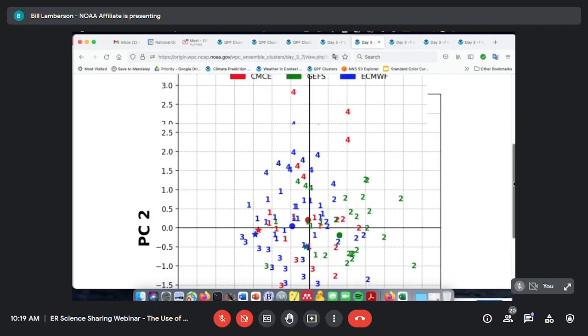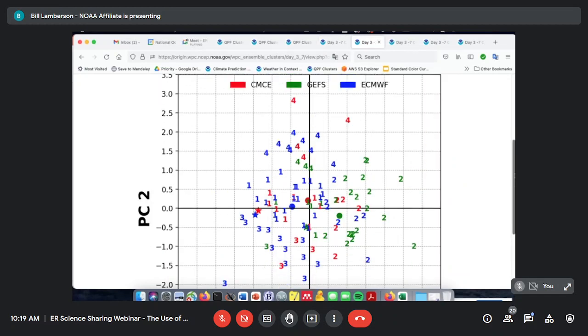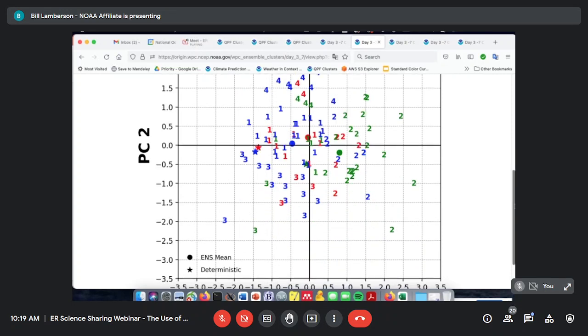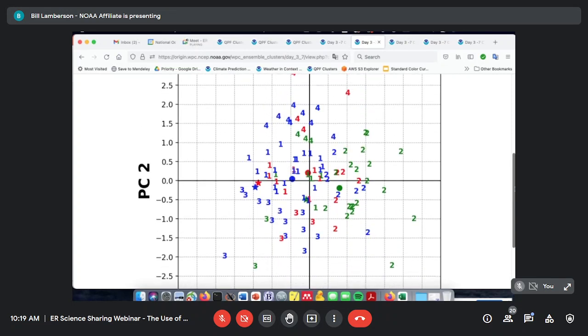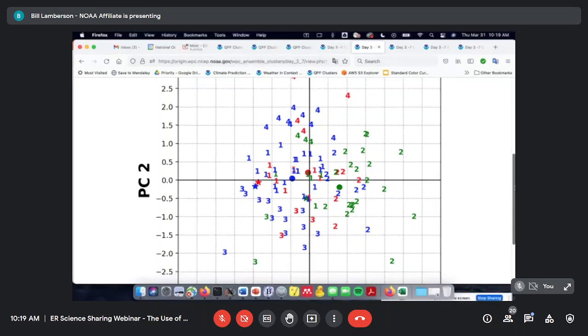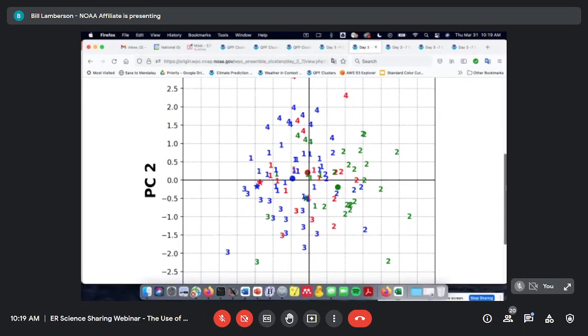So like with the QPF clusters, we go through and we cluster the ensemble members based on this PC1, PC2 phase space. The one thing I will say is that for the day 3 to 7 clusters, right now we are defaulting to 4 clusters. That will probably be changing when we roll out that more expanded website with more customizable stuff. But for now, we're just defaulting to 4, unlike the QPF clusters where it could be 3 to 5.